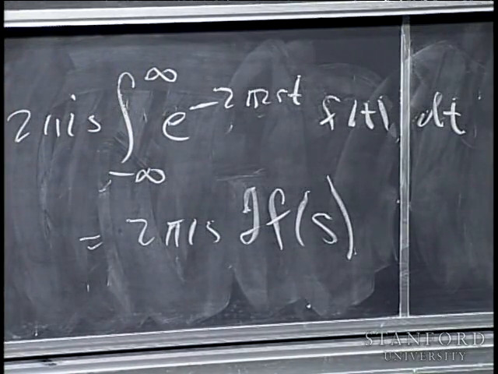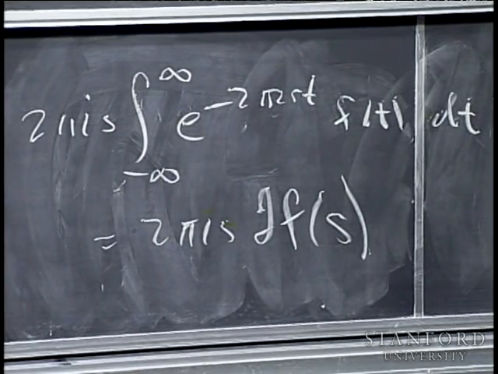So it's not hard, but it's an extremely important property. Once again, the aphorism that goes with it is: Fourier transforms turn differentiation into multiplication.